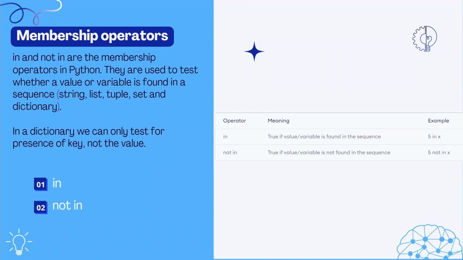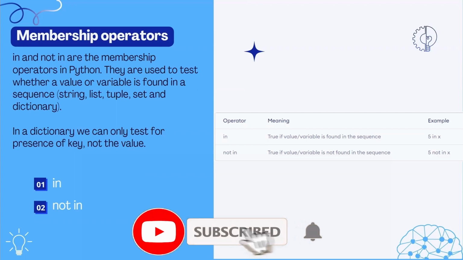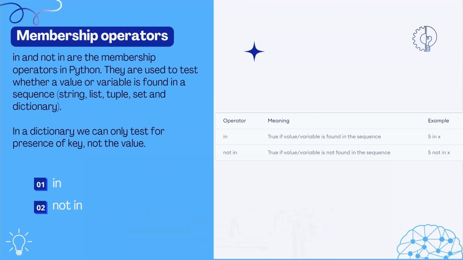Membership operators. They are used to test whether the value or variable is found in the sequence. Sequence like string, list, tuple, dictionary, set. In dictionary, we can only test the presence of key, not the value.